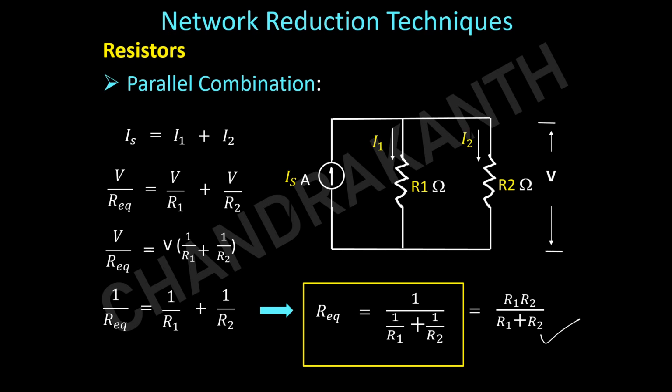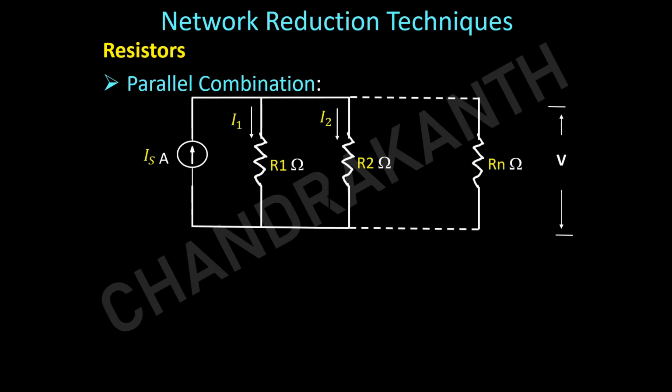Now let us see the generalized case where n resistors are connected in parallel. So this is the case. We have n resistors connected in parallel. That n can be 5 or 10, any number. In that case, you will write the sum of the entering current, that is Is, equal to the sum of the leaving currents. We assume all remaining currents are leaving. This becomes In.